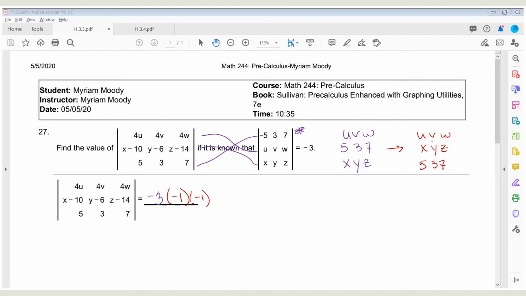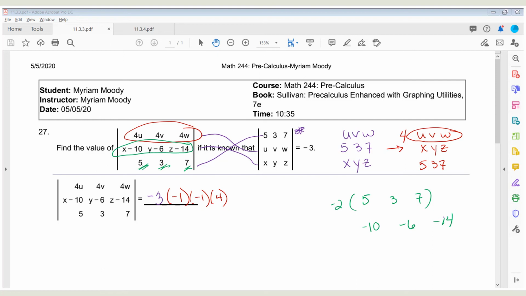Okay, but what I'm noticing is U, V, W has this 4 in front of it. So it looks like this row got multiplied by 4, which means this also gets multiplied by 4. Are you with me? Okay, and last but not least, I know you're noticing this x minus 10 and minus 6 on the y and minus 14 on the z. Okay, so check it out a second. It looks like the 5 and the 3 and the 7, they all got multiplied by a negative 2. Because if you take 5, 3, and 7 and multiply by negative 2, you get the negative 10, the negative 6, and the negative 14, don't you? And then it looks like those numbers got added to the X, Y, Z.